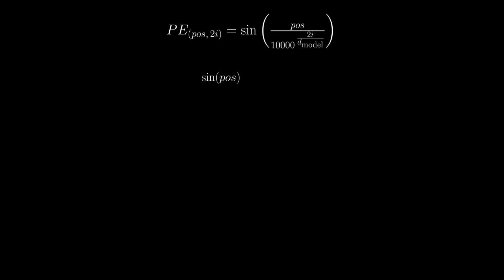When i equals d_model/2 minus 1, the exponent 2i/d_model is just under 1, giving us a denominator just under 10,000.